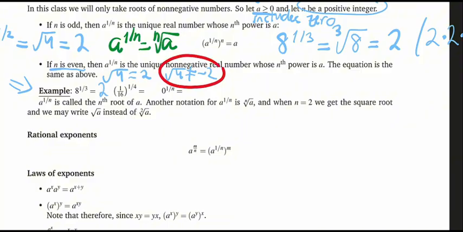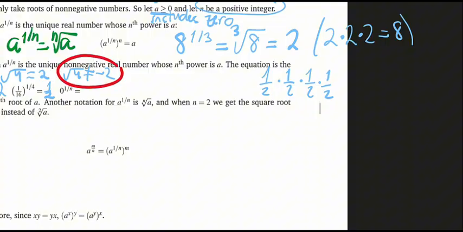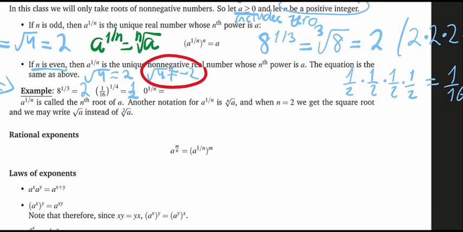What number do I multiply by itself 4 times to get 1/16? That's going to be 1/2. Let me remind you: 1/2 times 1/2 times 1/2 times 1/2. If you actually do this, that's going to be 1/16. Just fractional multiplication. Okay?